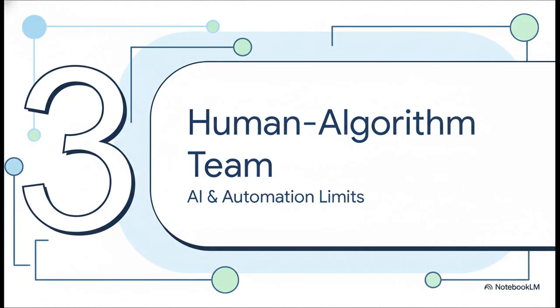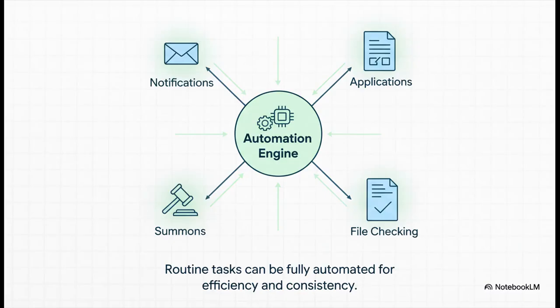And that leads us perfectly into part three, the critical, and I mean critical, relationship between human judgment and automated systems. Where exactly do we draw the line? For many procedural actions, full automation isn't just acceptable, it's actually a huge improvement. Think about all the routine tasks, sending out automated notifications, processing standard applications, issuing a summons, or just checking a case file to see if all the documents are there. These are mechanical tasks that really benefit from the speed and consistency of automation.